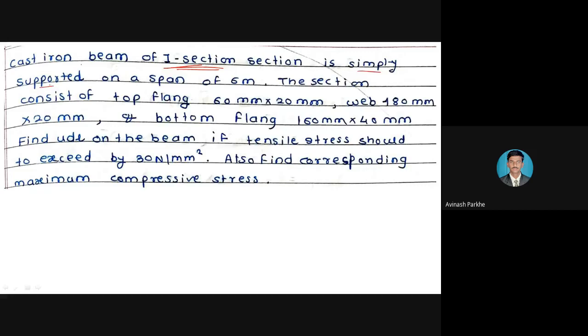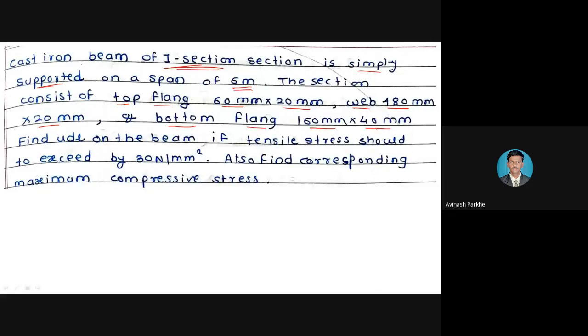So the type of beam is mentioned. It's simply supported on a span of 6 meter. So whatever the simply supported beam is given, its length or its span is 6 meter. The section consists of a top flange and a bottom flange. The top flange has dimensions 60 mm by 20 mm, that is B into D. Then the web is 180 mm by 20 mm, that is 20 mm width and 180 mm depth, and the bottom flange has dimensions 160 mm by 40 mm.